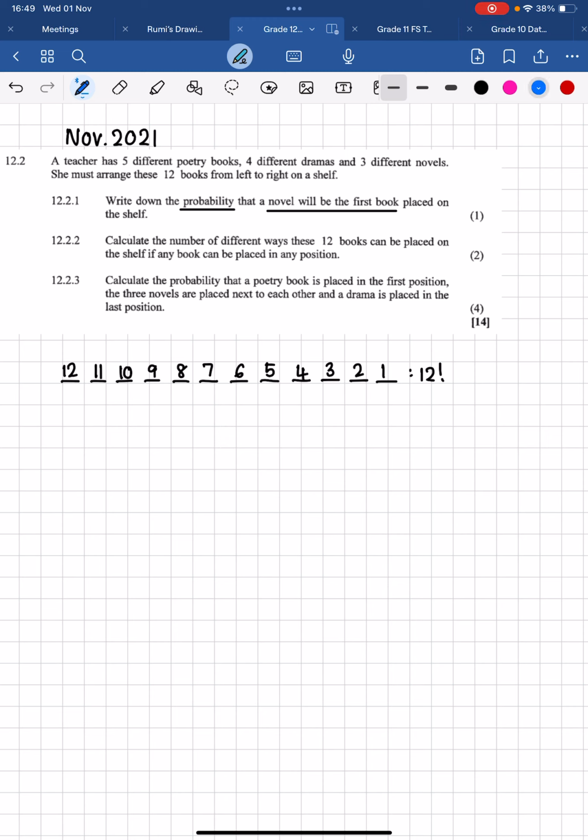So this, guys, is going to be the denominator of your probability questions. If they're asking for probability, this is going to be at the bottom of that calculation, because the number of arrangements with no restrictions is 12 factorial. Okay. Now in 12.2.1, they are giving us a restriction. Now they're saying, write down the probability that a novel will be the first book placed on the shelf.